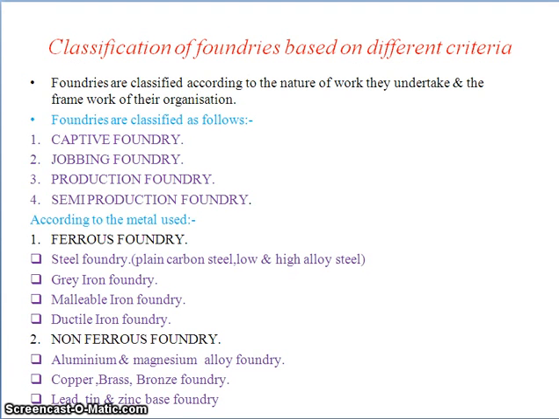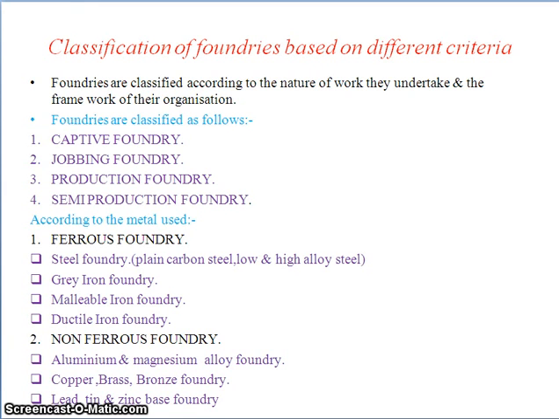Now we'll see the classification of the foundries based on different criteria. The foundries are mostly classified into two main categories. The first one according to the production process and the second one according to the metal used. We'll see one by one what they mean. First we'll see the foundries which are being classified according to the production process.